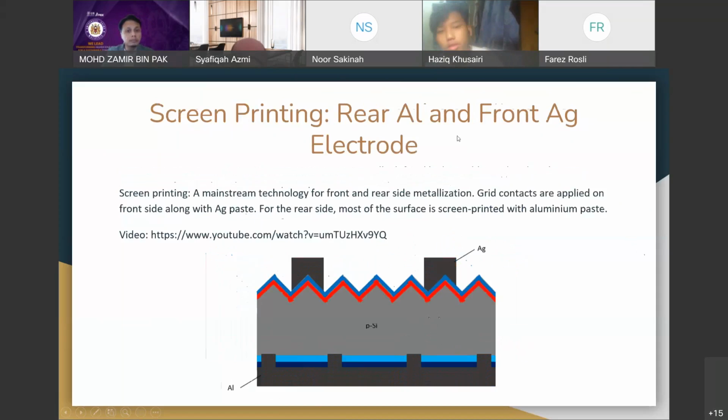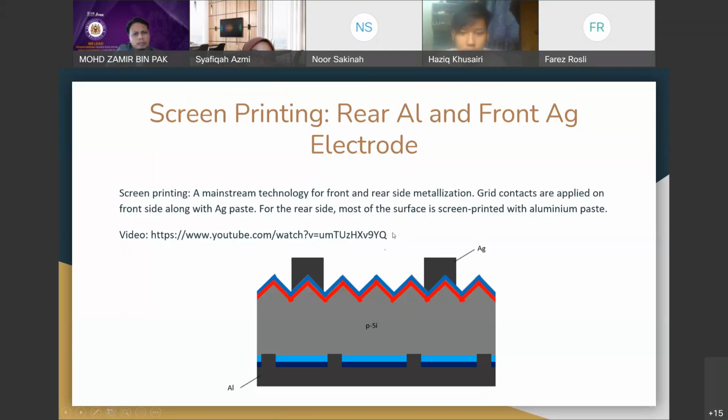Okay, screen printing. It is a mainstream technology for front and rear side metallization. Grid contacts are applied on the front side along with silver paste. For the rear side, most of the space is screen printed with aluminium paste. The video here is made by UNSW, the University of New South Wales. It is the university that first developed the PLC solar cell. So you can watch them here.